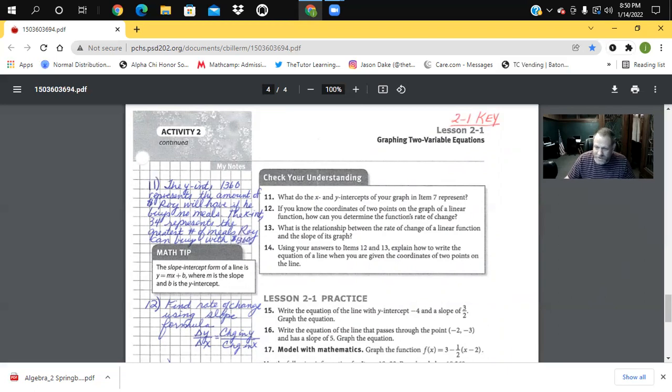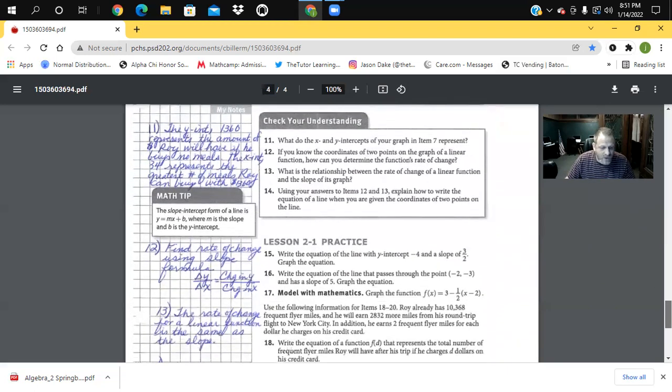All right, number 13. What is the relationship between the rate of change of a linear function and the slope of its graph? Number 13, over here on the left, the rate of change for a linear function is the same as the slope. So write all of this down, guys, 11, 12, 13, and number 14. Using your answers to item 12 and 13, explain how to write the equation of a line when you are given the coordinates of 2 points on the line.